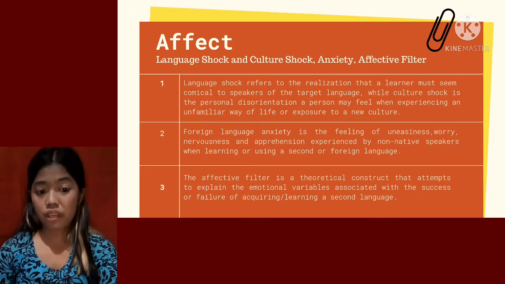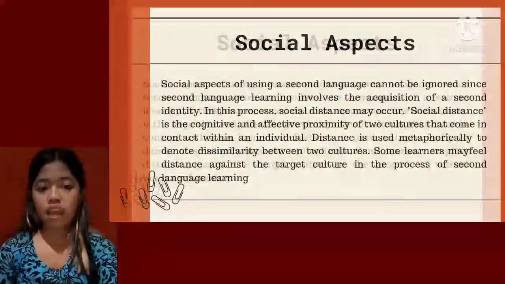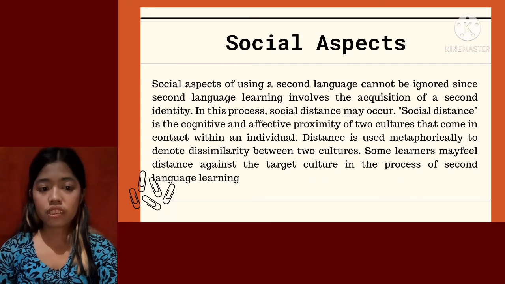But anxiety is not always a negative factor in learning. The affective filter is a theoretical construct that attempts to explain the emotional variables associated with the success or failure of acquiring or learning a second language. The affective filter is an invisible psychological filter that can either facilitate or hinder language production in a second language. Next factor is social aspects. Social aspect of using a second language cannot be ignored since second language learning involves the acquisition of a second identity. In this process, social distance may occur.